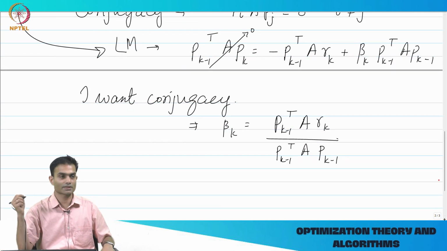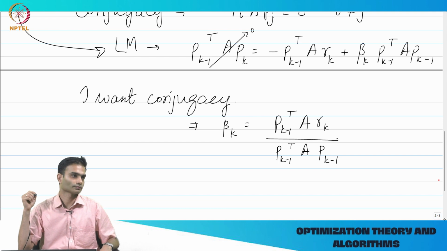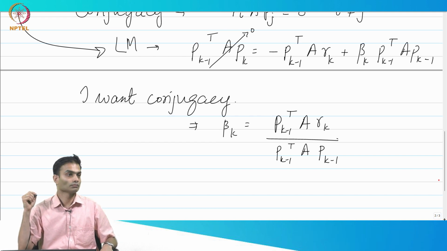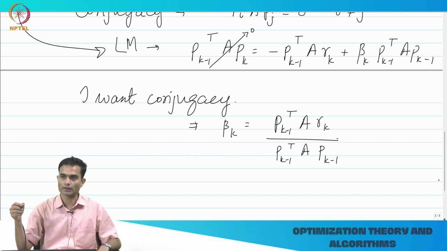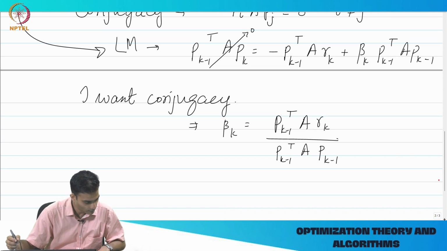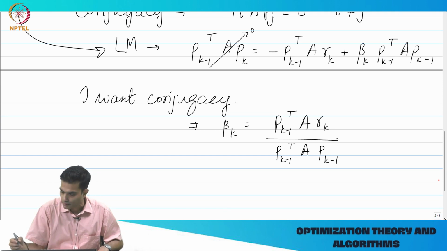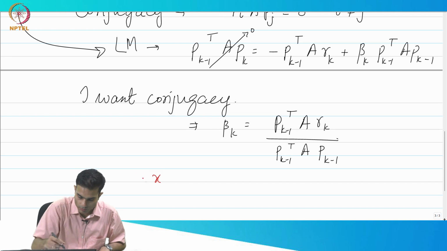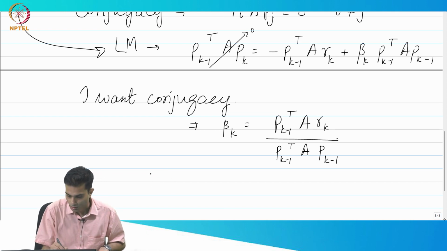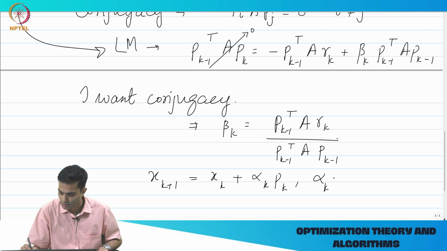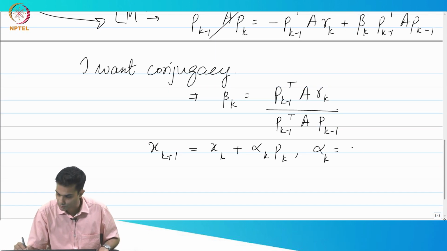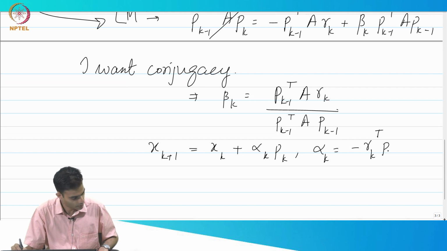Does beta k change at every step? Have a look at the expression. Beta k obviously depends on every iteration. It's not a fixed beta. Of course, you know that the way to go to the next point remains the same. And the expression for alpha k is also here: rk transpose pk over pk transpose A pk.